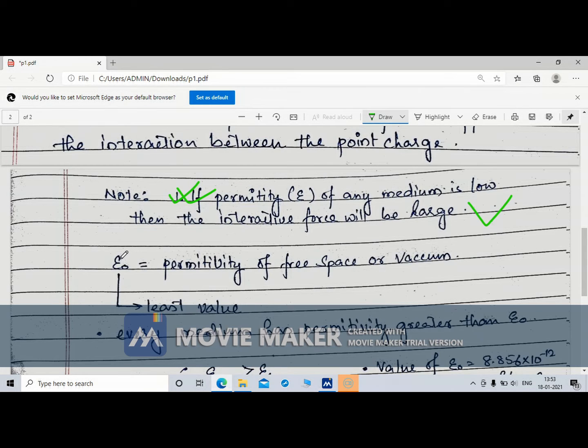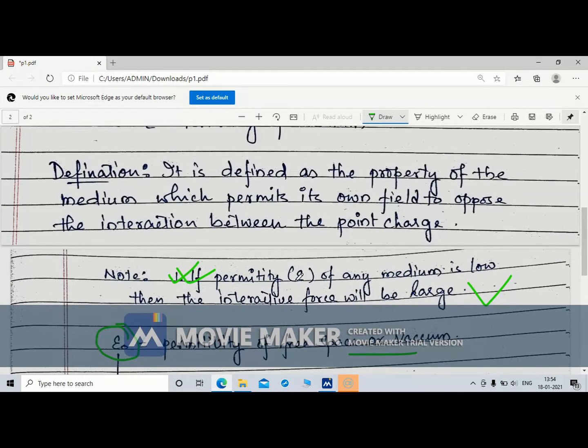Similarly we define epsilon naught. Okay, what is epsilon naught? Epsilon naught is basically the permittivity of free space or vacuum. If we put those two point charges in a vacuum or free space, then we define the permittivity of that medium as epsilon naught.